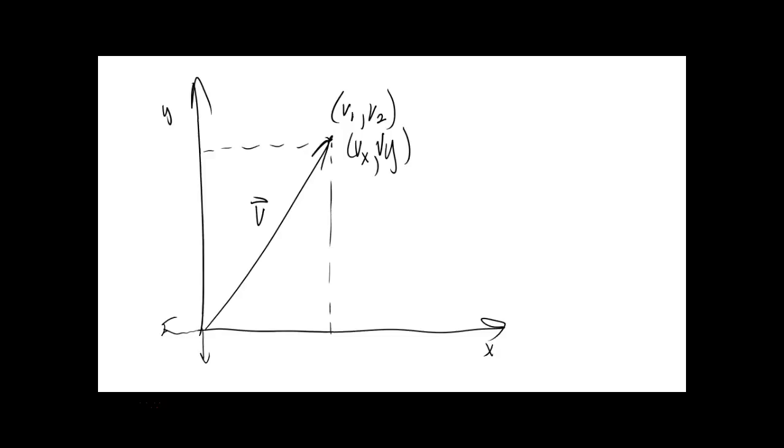Now, with this vector, notice it started at the origin, where x and y are both zero, where your x1, y1, or v1, v2, or vx, vy is 0, 0. That is the point where it started, and it's called the initial point of the vector.